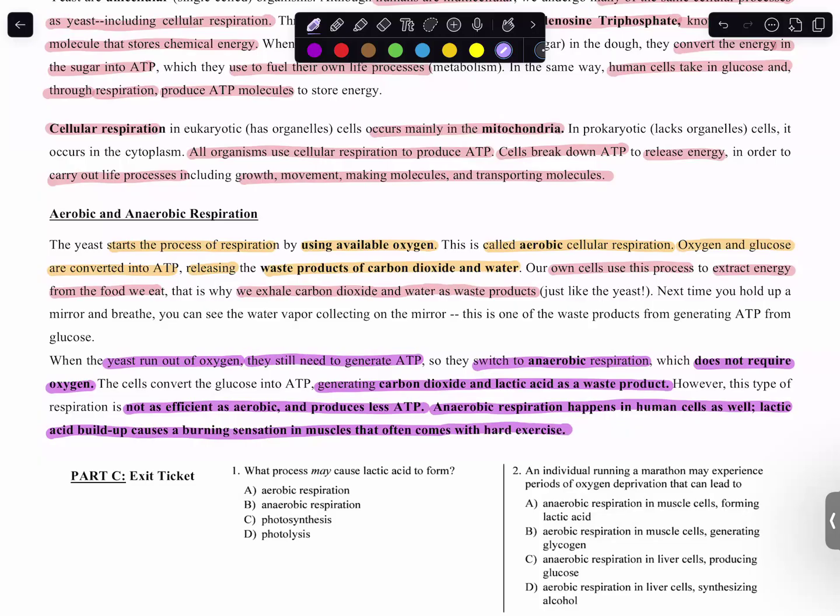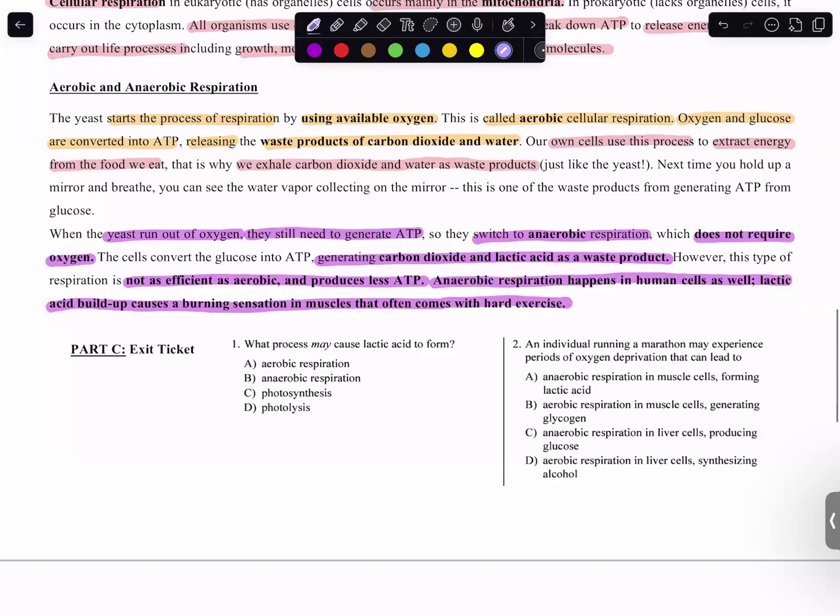So when we don't have oxygen, it's not the best. We can still do some minimal movements, but it's not preferred that our cells undergo anaerobic respiration all the time, much like the yeast, because as it says here, it's not as efficient as aerobic respiration and it produces far less ATP from the sugar that we consume, okay?